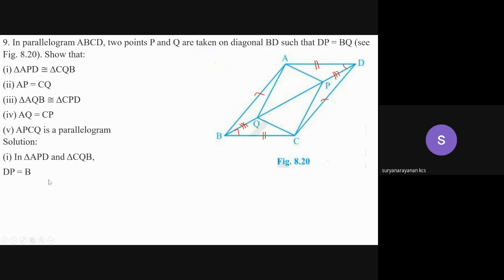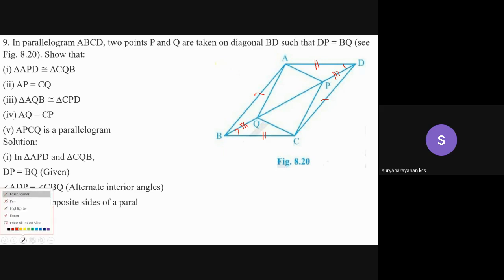Okay. See here. See the next line. DP is equal to BQ. It is already given. Now angle ADP is equal to angle CBQ, alternate interior angles. You only found these two angles and told that these are alternate interior angles. And AD is equal to BC, opposite sides of the parallelogram.